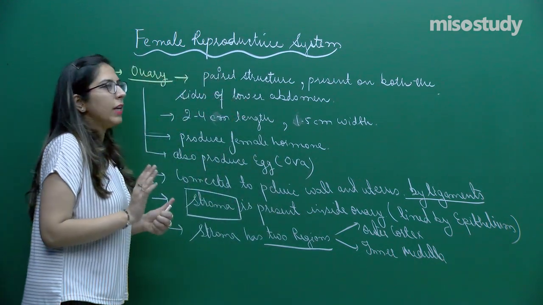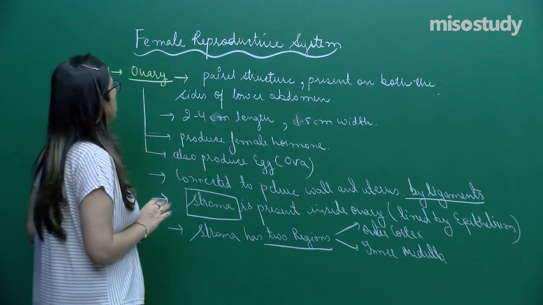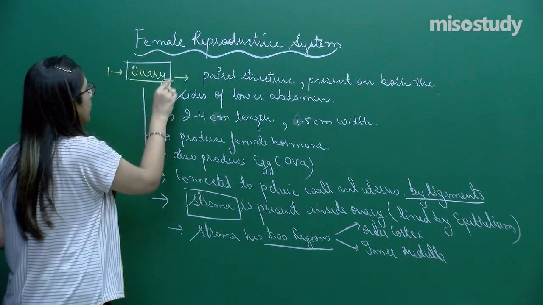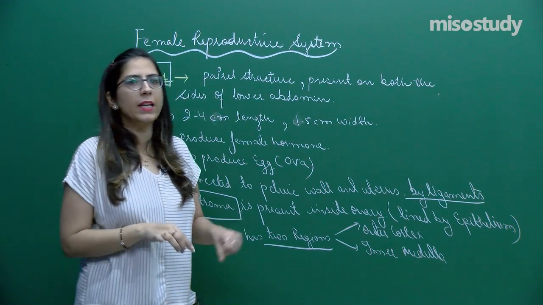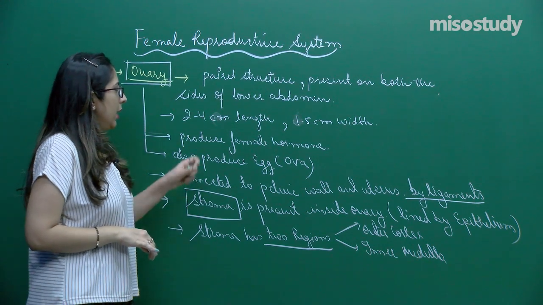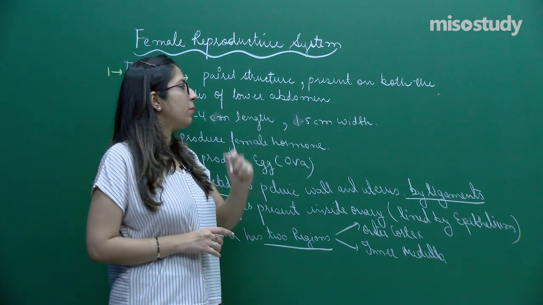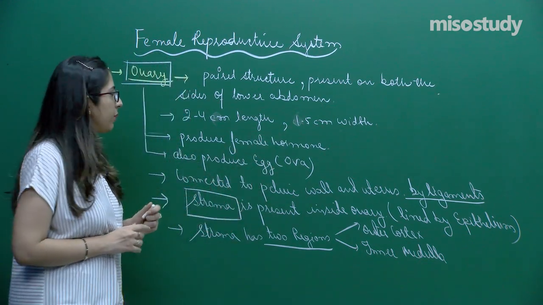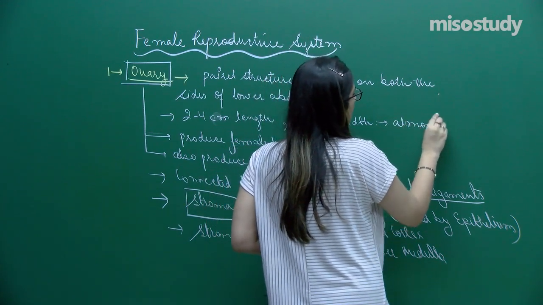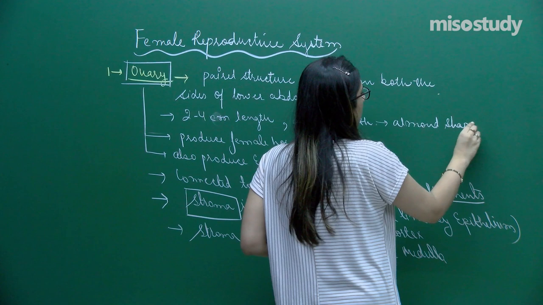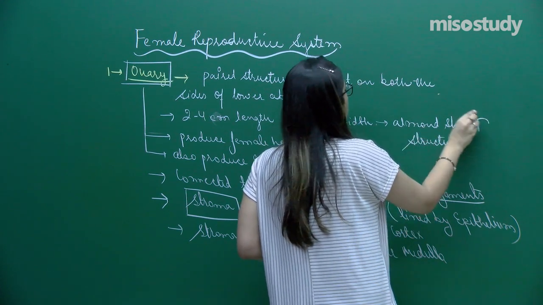Now, we are discussing the female reproductive system, and first of all I'm discussing the ovary. Ovaries are paired structures which are present on both sides of the lower abdomen. They are around 2 to 4 centimeters in length and 1.5 centimeters in width. They are almond-shaped structures.